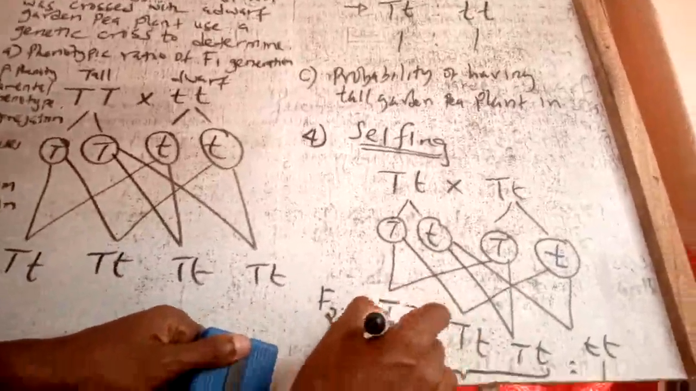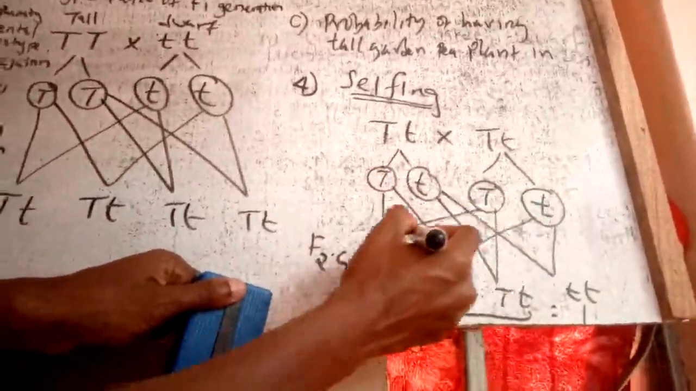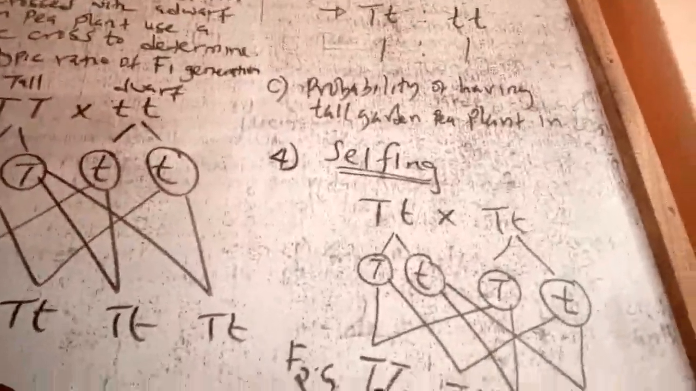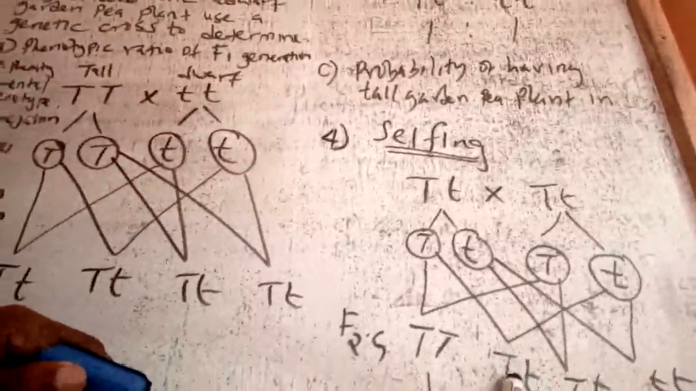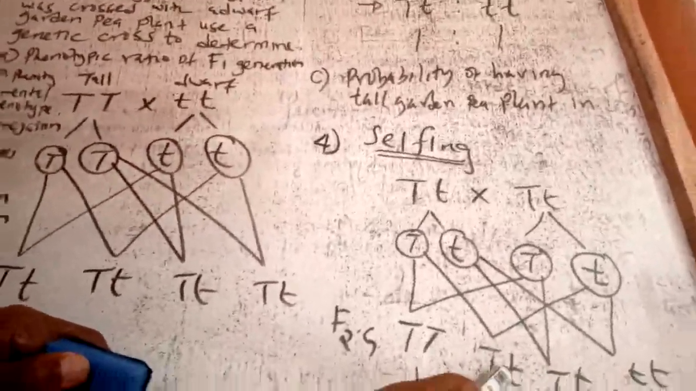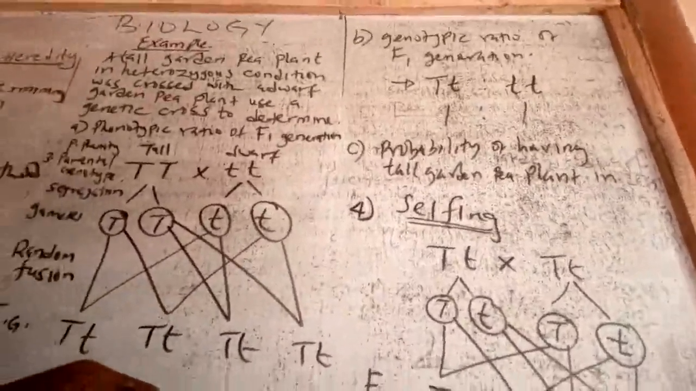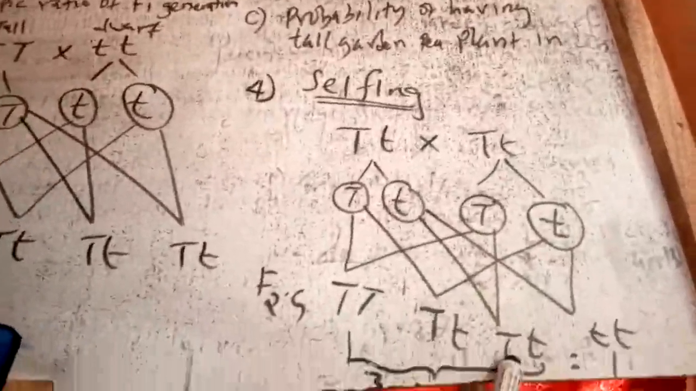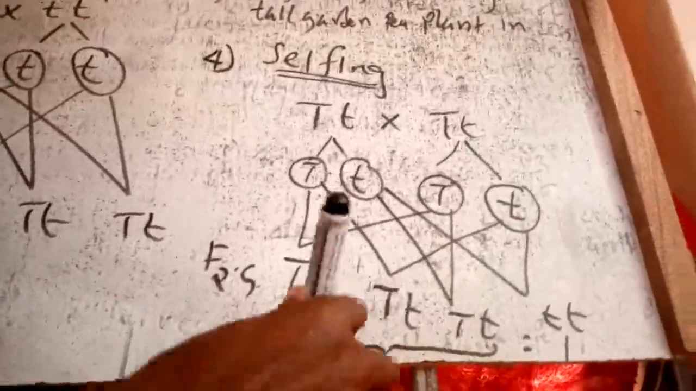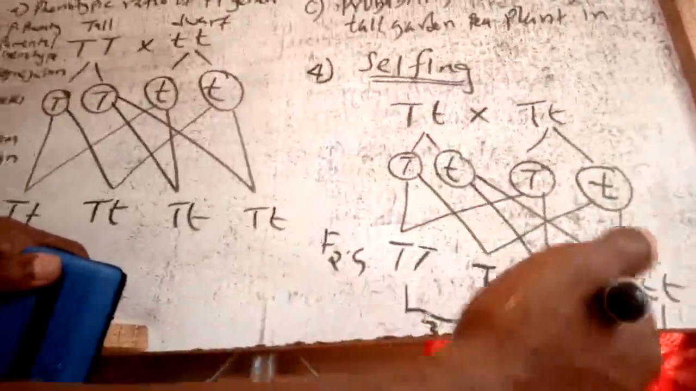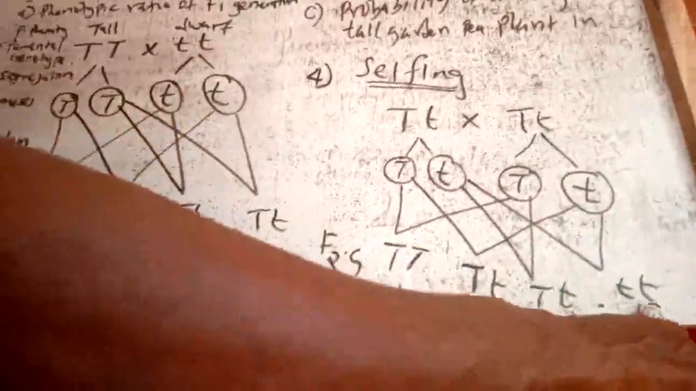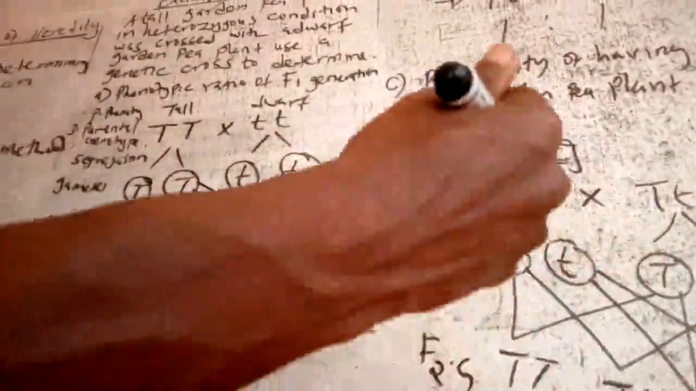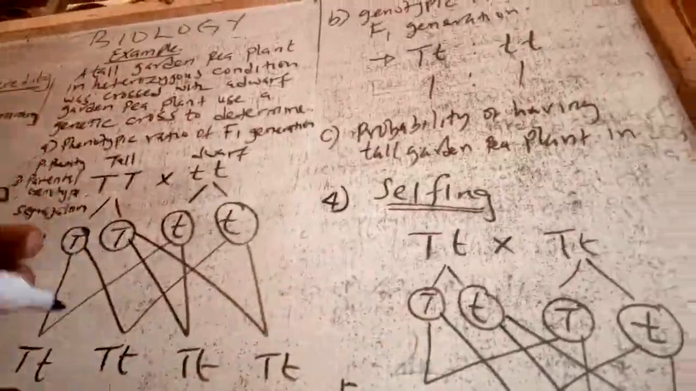It should be a capital T because the capital T is randomly fusing with the capital T, and therefore you can see that the first offspring was supposed to be tall, and the second offspring also was tall because of the presence of the dominant gene capital T. The third is the same, and therefore the 3 offspring are tall, and therefore phenotypically they are tall. What about the last one? The last one is dwarf.